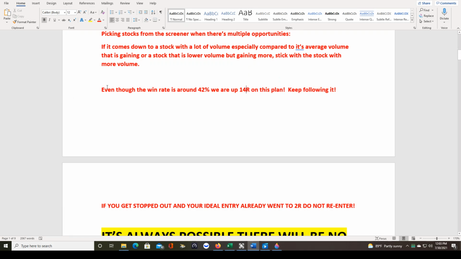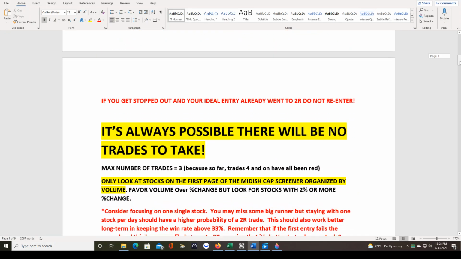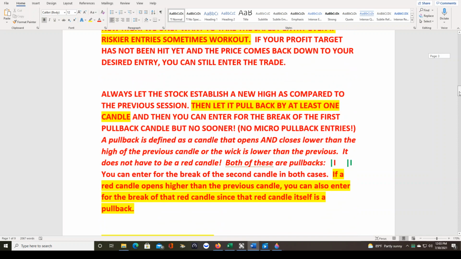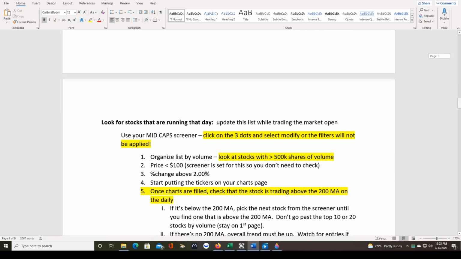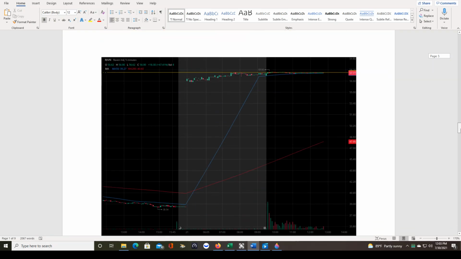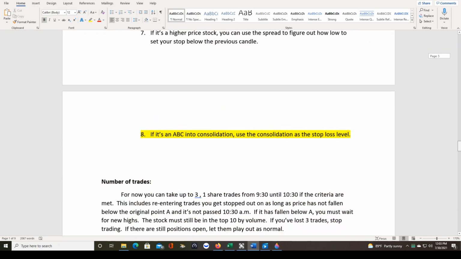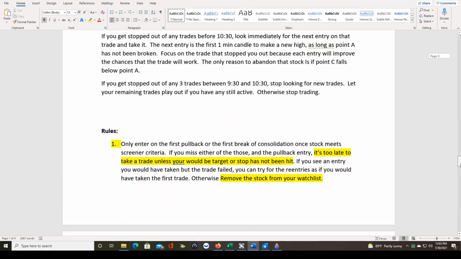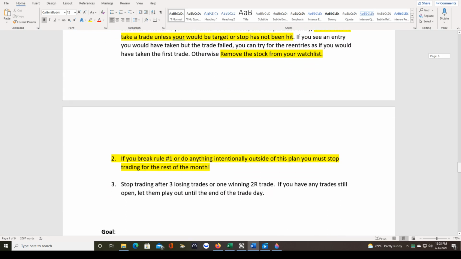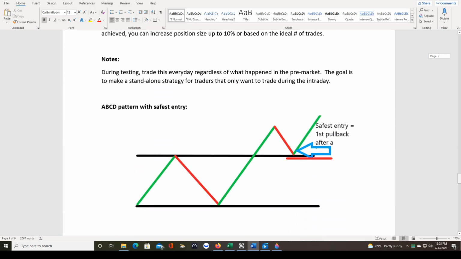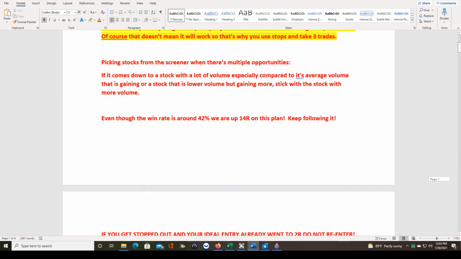So I like to read this every day because this kind of reminds me that even though the win rate percent seems low, we're doing really well on this plan. So I just need to keep following it. And that's about it. Everything else in here is new. I'm just going to scroll through just in case this is the first time you've seen it. You can always pause the video and read through all of this stuff here. So I try to read this. I do read this every single day before I start trading. That way I remind myself of all these different scenarios and the rules. And then this is just a nice little simple graphic to remind me of the setup that I'm looking for.